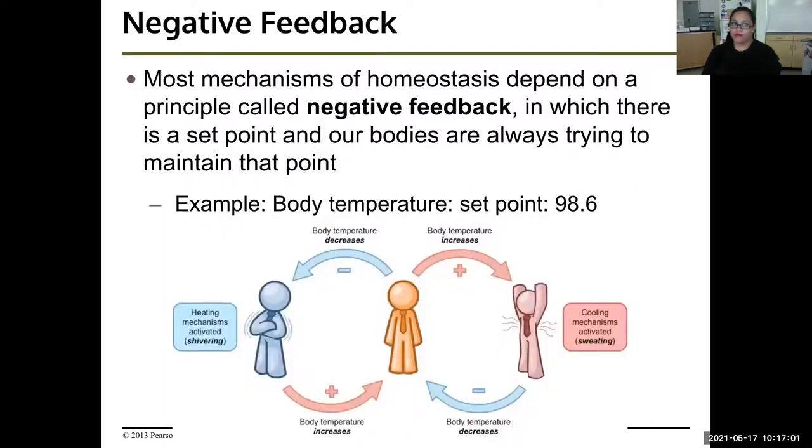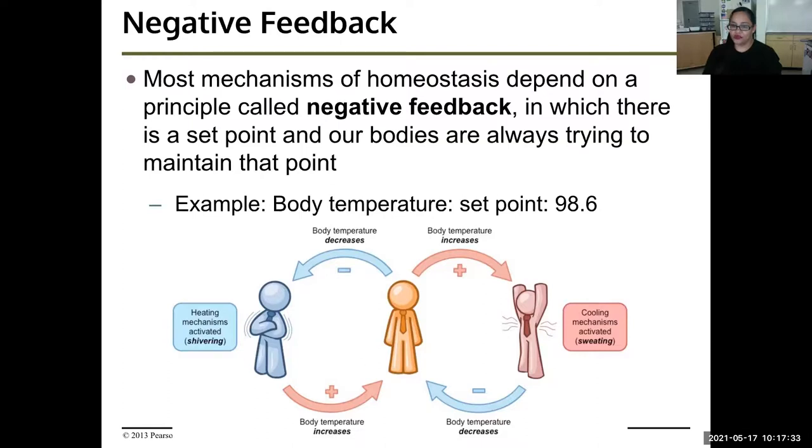Negative feedback. Most mechanisms of homeostasis depend on a principle called negative feedback, in which there is a set point, and our bodies are always trying to maintain that point. Body temperature is the typical example you use when you talk about negative feedback. Our internal body temperature is approximately 98.6. Some people run a little bit hotter, some people run a little bit lower, but 98.6 is the human average. And our bodies work to maintain that average, that set point.